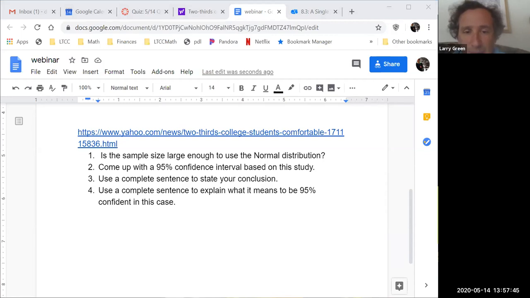Make sure you have that link, the URL, copied in, because you're going to have to go into it. The good news is it does give you the sample size. It gives you all the information you need.